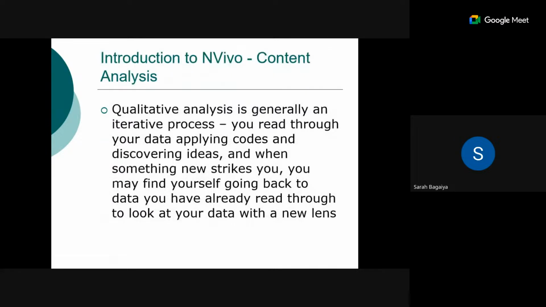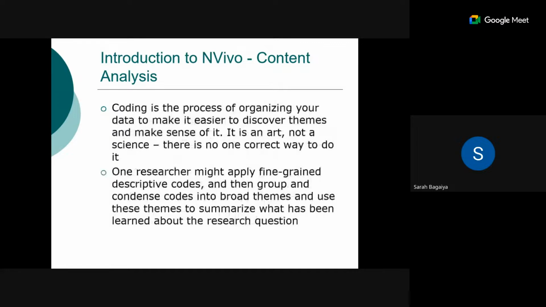Qualitative analysis is generally an iterative process. You read through your data, applying codes, and discovering ideas. And when something new strikes you, you may find yourself going back to data you have already read through to look at your data with a new lens. Coding is the process of organizing your data to make it easier to discover things and make sense of it. It is an art, not a science. There is no one correct way to do it. One researcher might apply fine-grained descriptive codes and then group and condense codes into broad themes and use these themes to summarize what has been learned about the research question.